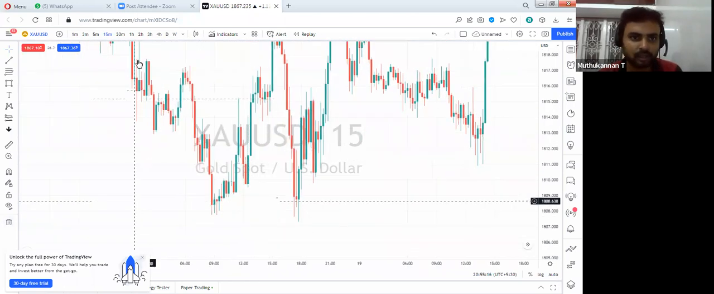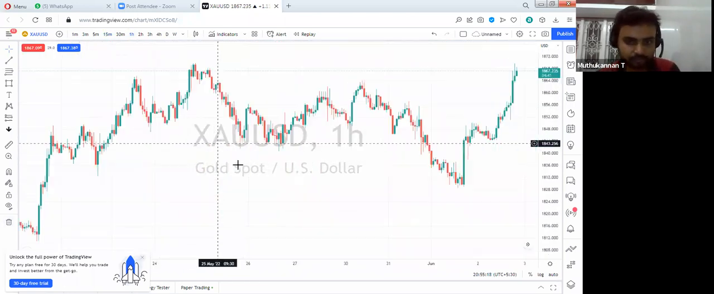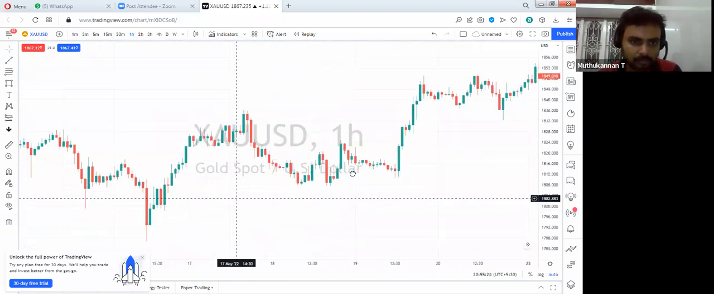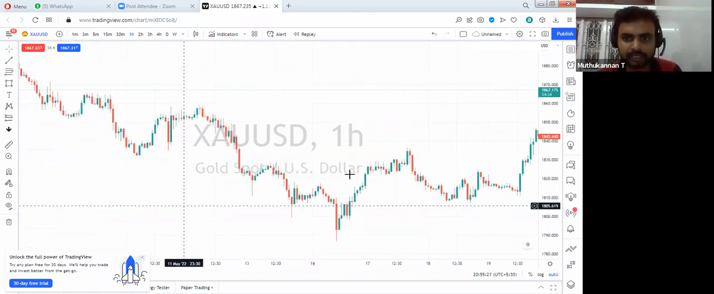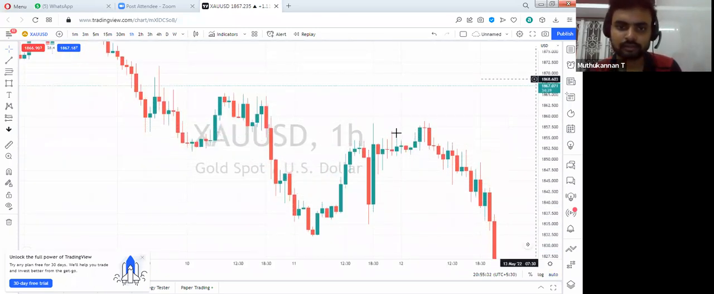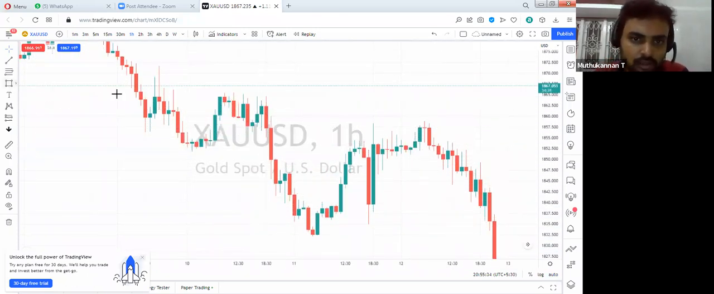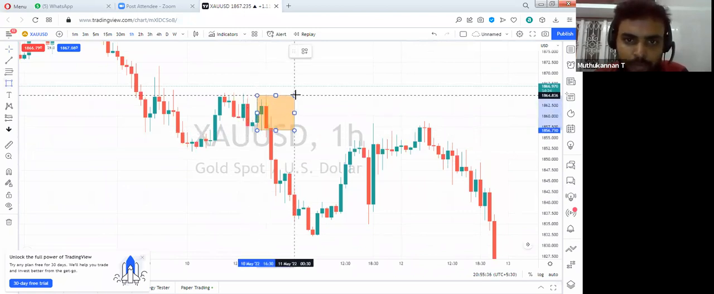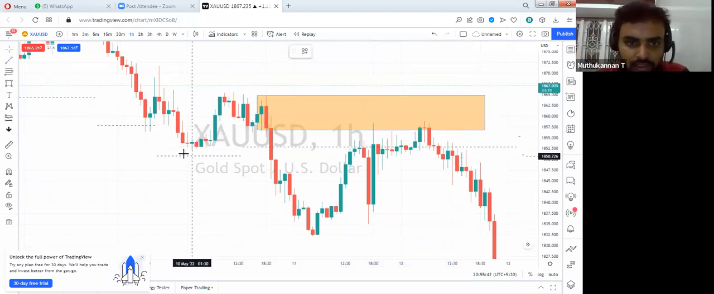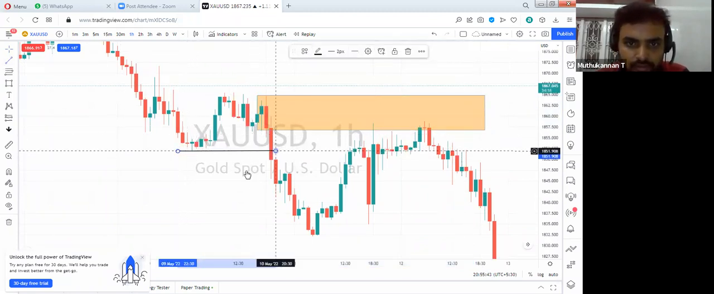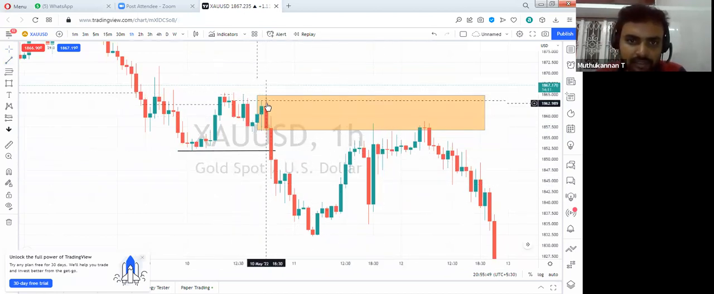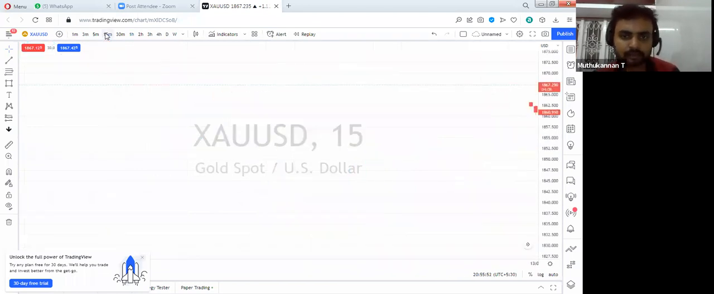Okay, so let me give more examples. Now you can see here, the 1 hour time frame. Let us see various examples. Okay, let us see here. This is my order block: the last bullish candle before the bearish movement. Just extend this, right? There's a breakout of structure here, right? Now what I can do is refine this, then go to 15 minutes.